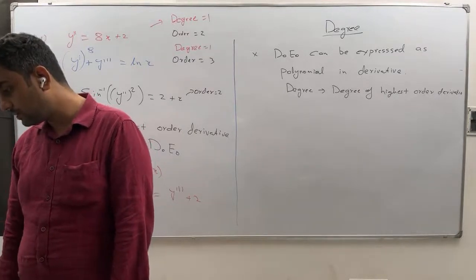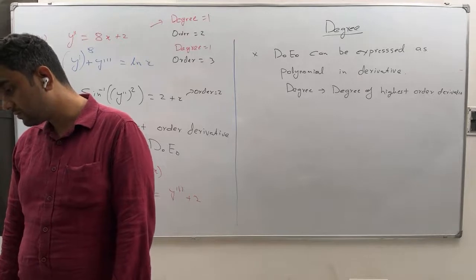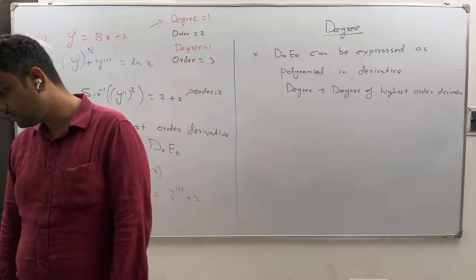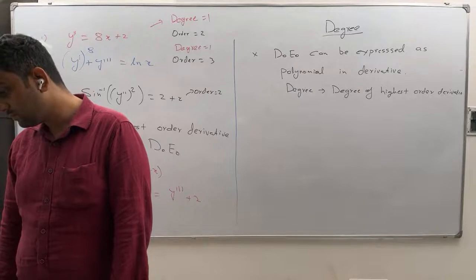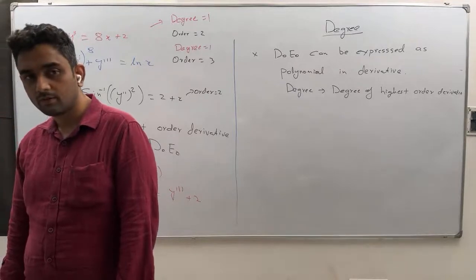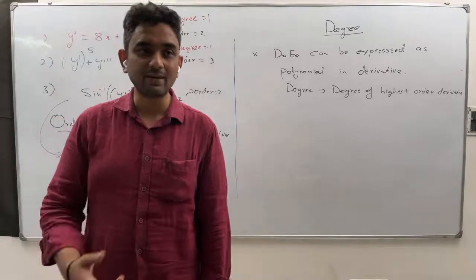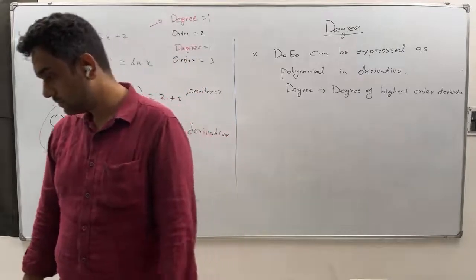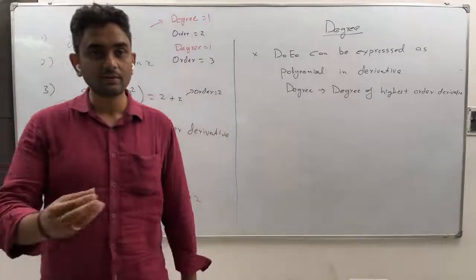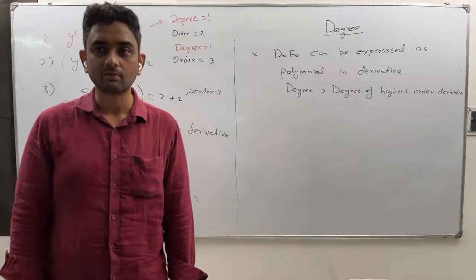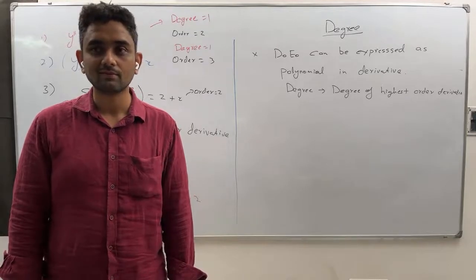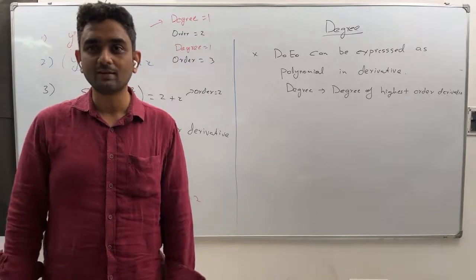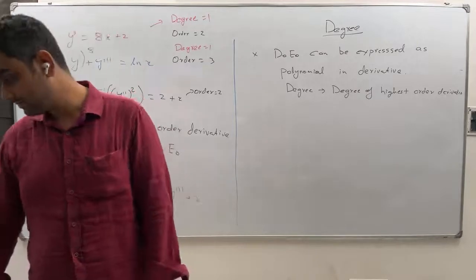Exercise 9.1, 10th one. Tell me order and degree. Degree? 1. You have sine y. Y is a variable. It's not a derivative. Alright. That's it. We finished exercise 9.1 here itself in a few seconds. Now feeling confident? Alright. Simple.